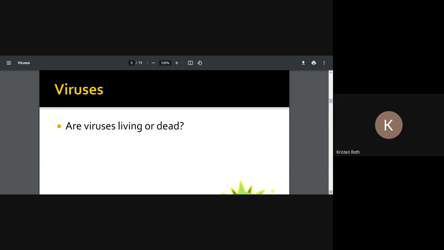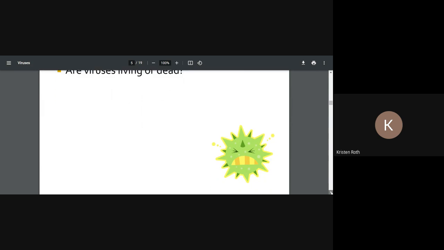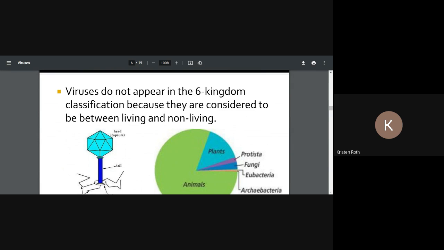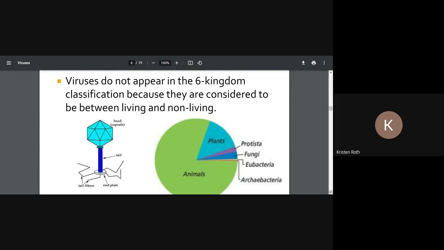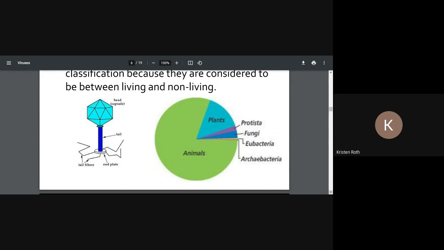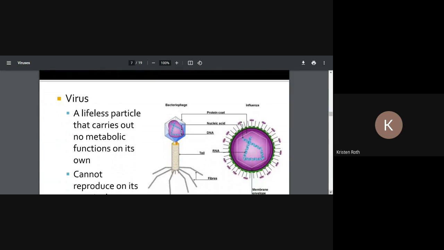But was there a kingdom that had viruses in them? Was virus part of any of those kingdoms? You know, you had your protista, you had your animalia, you had your plantae. Was virus among them? So is a virus considered living or dead? Okay. So going down here, viruses do not appear in the 6 kingdom classification because they are considered to be between living and non-living. Almost like a zombie, I guess. Just kidding. Obviously not a zombie. Anyways, so it's kind of in between the living and non-living. And we're going to get into specific reasons why.